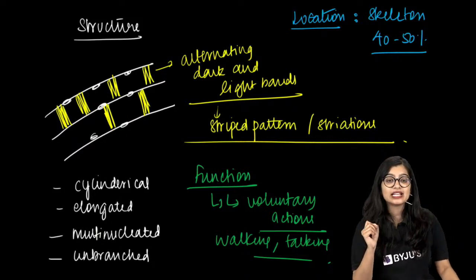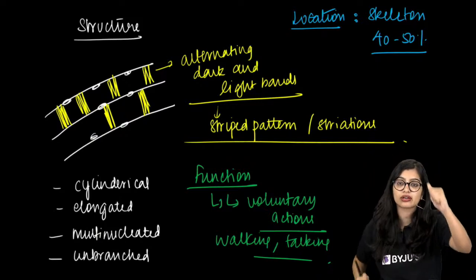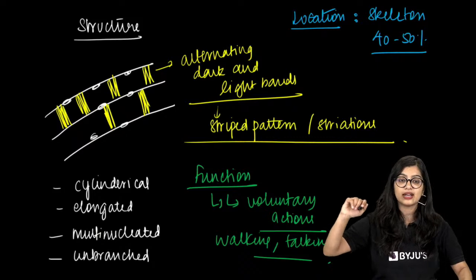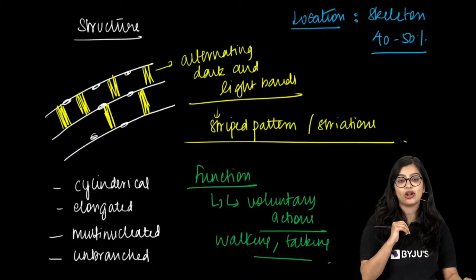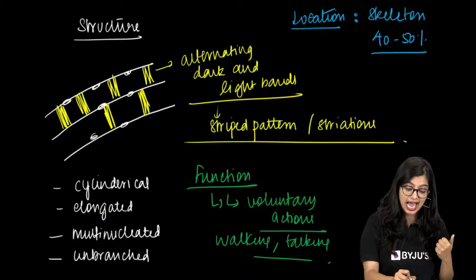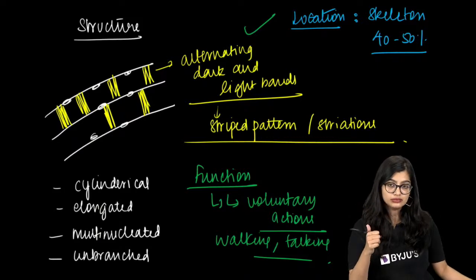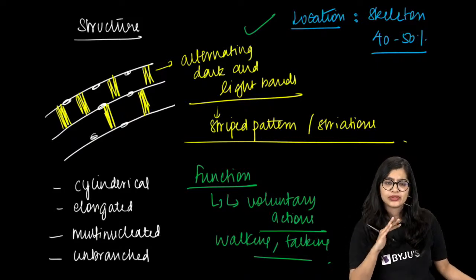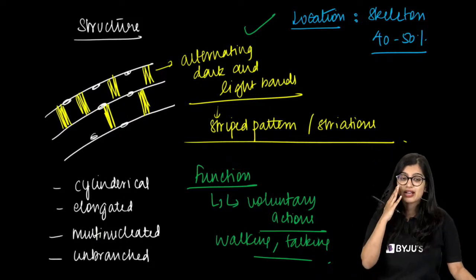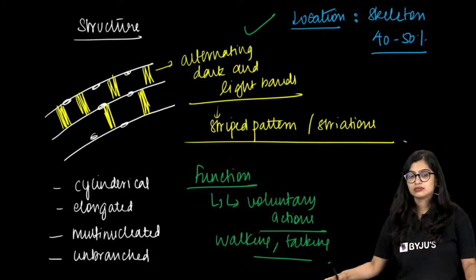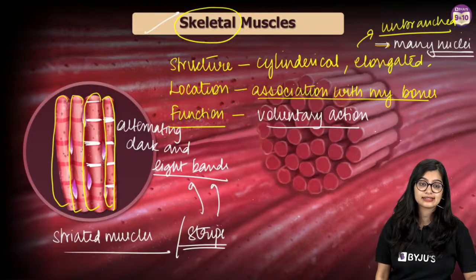Exactly. Voluntary is something that you and I can control. So me walking, me writing on the screen, all of this is something that I can control. That is what I mean by voluntary. Are they living cells? Absolutely. They are living cells in our body. Good to go? Everything is clear about skeletal muscles? Shall we move on to the next type?